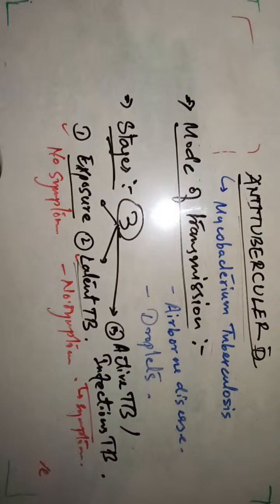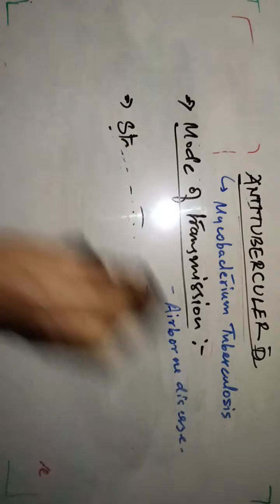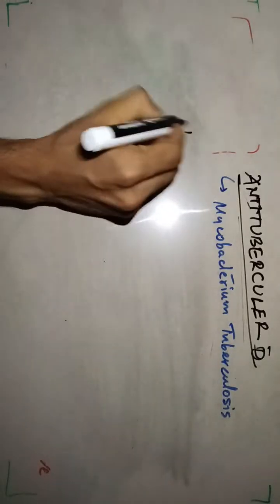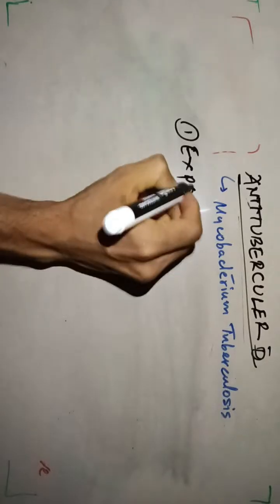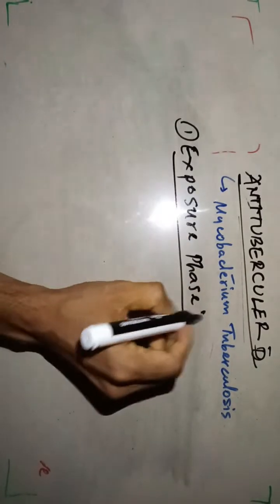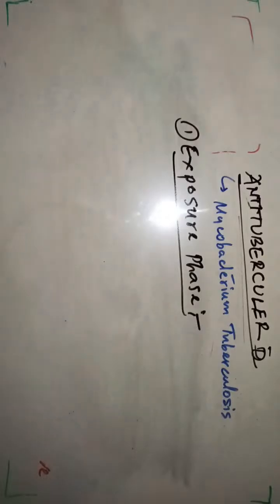So now we are going to see the first phase, that is exposure phase. In exposure phase what happens, then we will see latent phase, then we will see active phase. So let's go to the first, exposure phase. Number one phase is exposure phase. In that condition what will happen, healthy subject will be exposed to the infected subject.